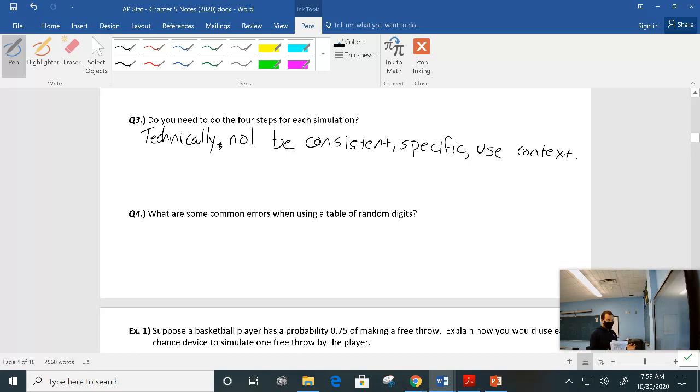What are some common errors when using a table of random digits? We saw a table of random digits in the last chapter, okay? Remember, when you're using a table of random digits, the labels must be the same length. And always, when you're doing this, specify whether repeats are allowed or not.